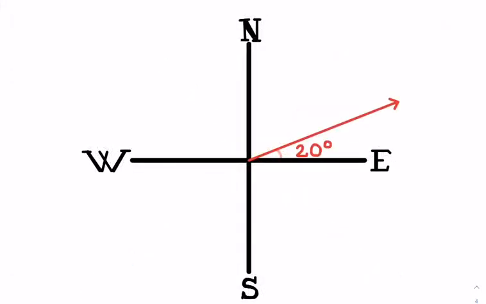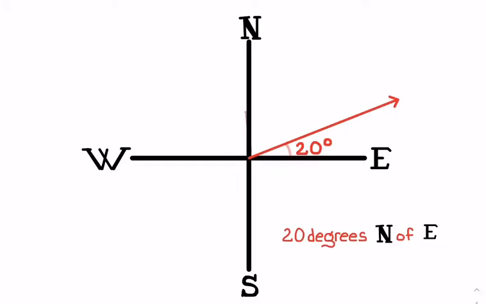If an object is not moving at a 45-degree angle to the compass, then we cannot use northeast, northwest, and so forth. So here is another example. If an object is moving along this red vector, then we would say the direction the object is moving is 20 degrees north of east.